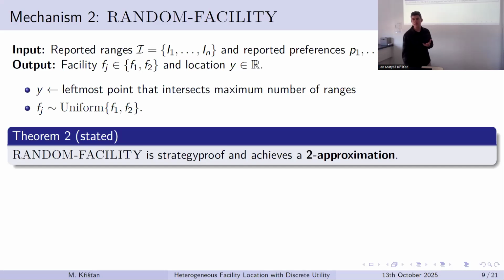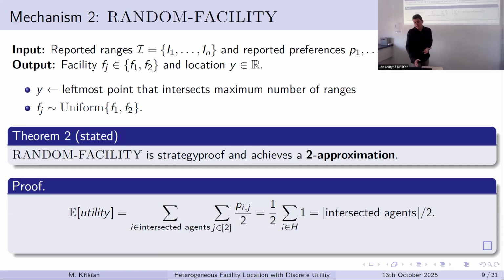In case of random facilities, we try to maximize the expected value of the outputs, and agents also want to maximize their expected utility. And in this case, it turns out that the expected total utility is simply the number of agents that prefer that position over 2. And also an upper bound on the optimum is just the number of agents that are in this pile. So this simple mechanism is a 2-approximation.